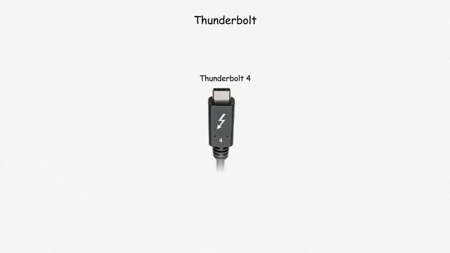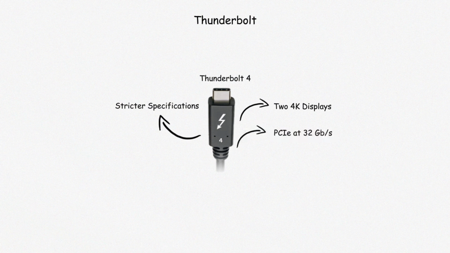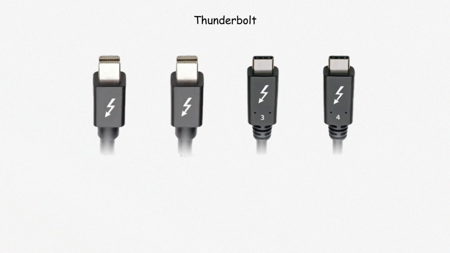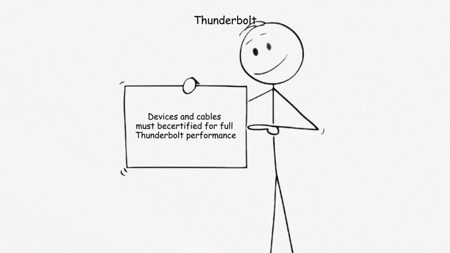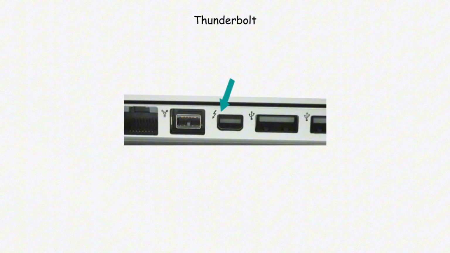Thunderbolt 4 has the same speed but requires stricter specifications, including support for two 4K displays and PCIe at 32 gigabits per second. Thunderbolt ports are backward compatible with USB-C, but not all USB-C ports support Thunderbolt. Devices and cables must be certified for full Thunderbolt performance. Look for the lightning bolt icon near the port to confirm Thunderbolt support.